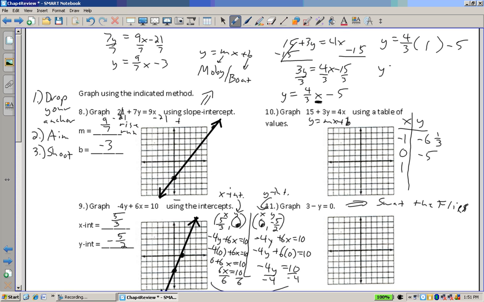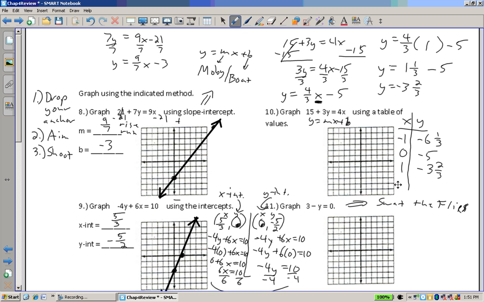And now plug in a 1. So 1 times 4/3 is 4/3, or 1 1/3. Minus 5 is going to be 3 2/3. Excuse me, -3 2/3. And so we have 3 different points.